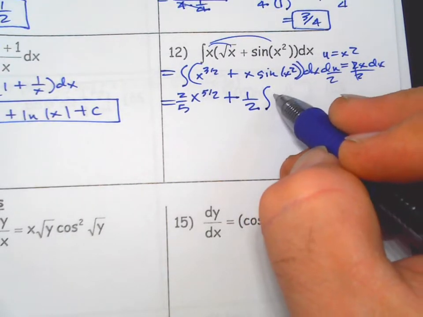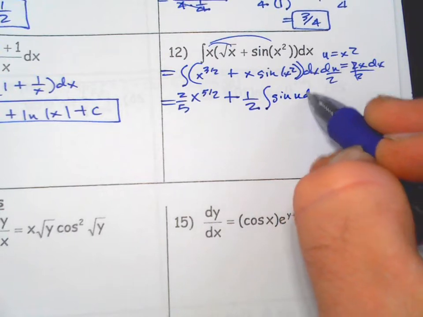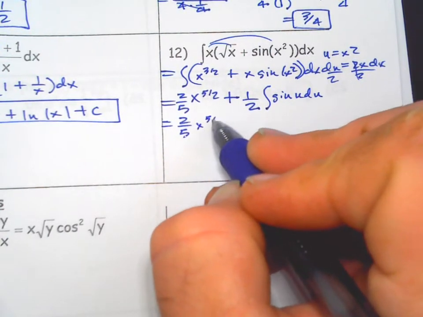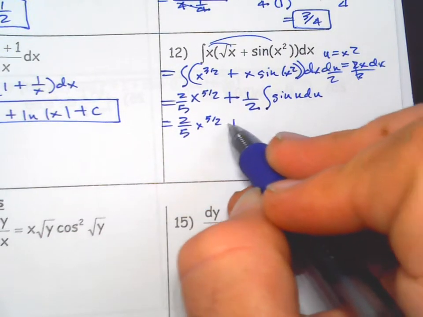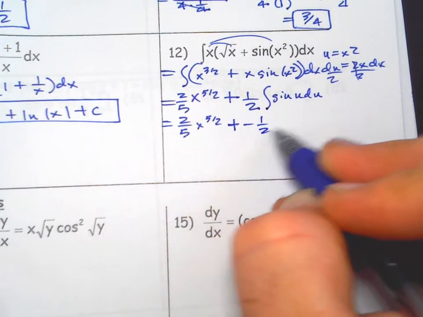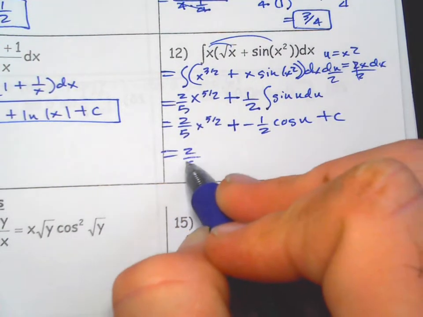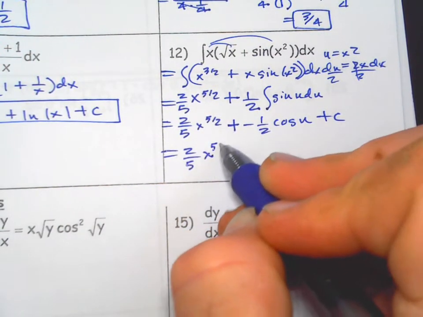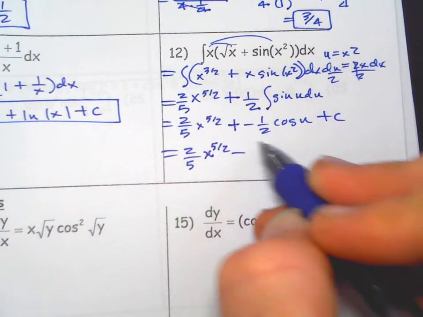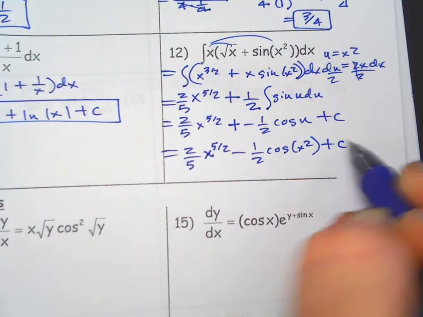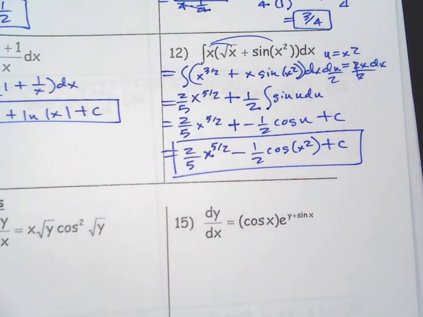So sine of u du is negative 1/2 cosine u. Rewrite it back in terms of x. The first term is just already good, just been dragging along. Okay, that works.